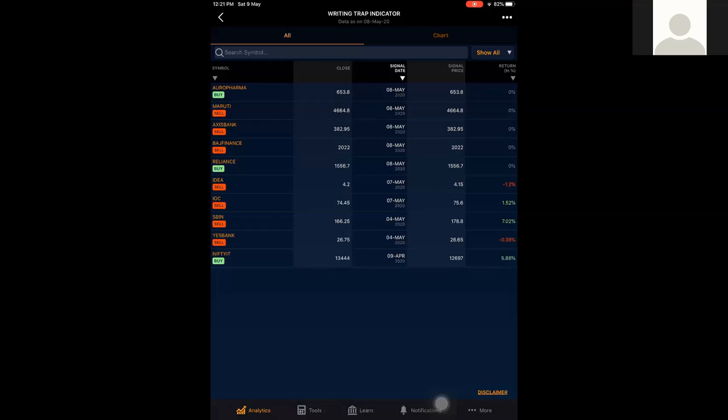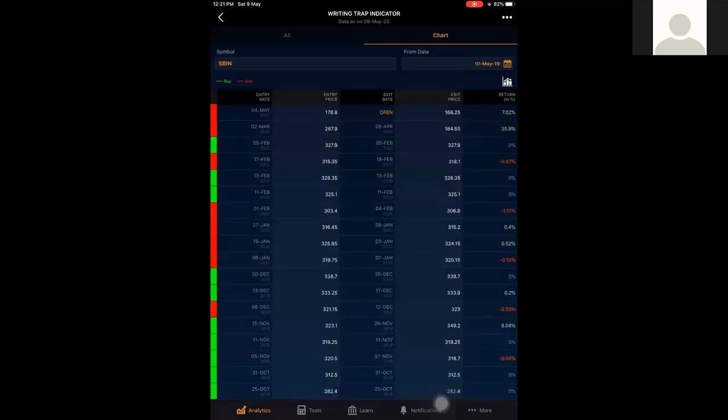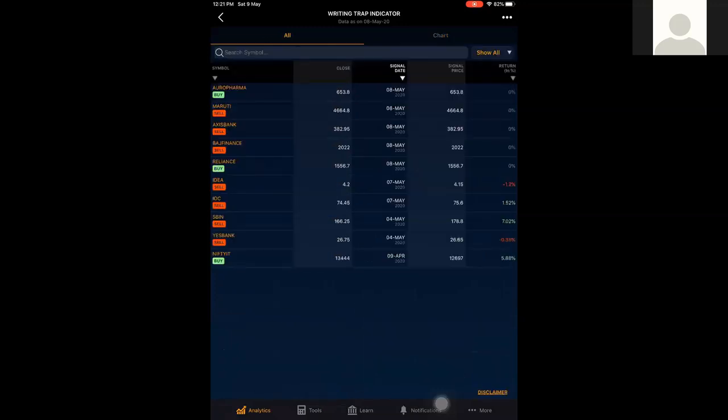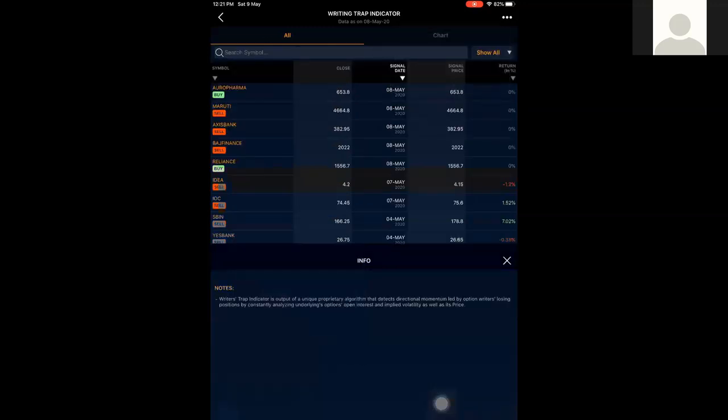It's basically just a simple chart which helps you know whether you should go long or short. You can have more info on this product also. You can see the Writer's Trap indicator is the output of a unique proprietary algorithm that detects directional momentum led by option writers losing position, by constantly analyzing underlying options, open interest, implied volatility, as well as price.